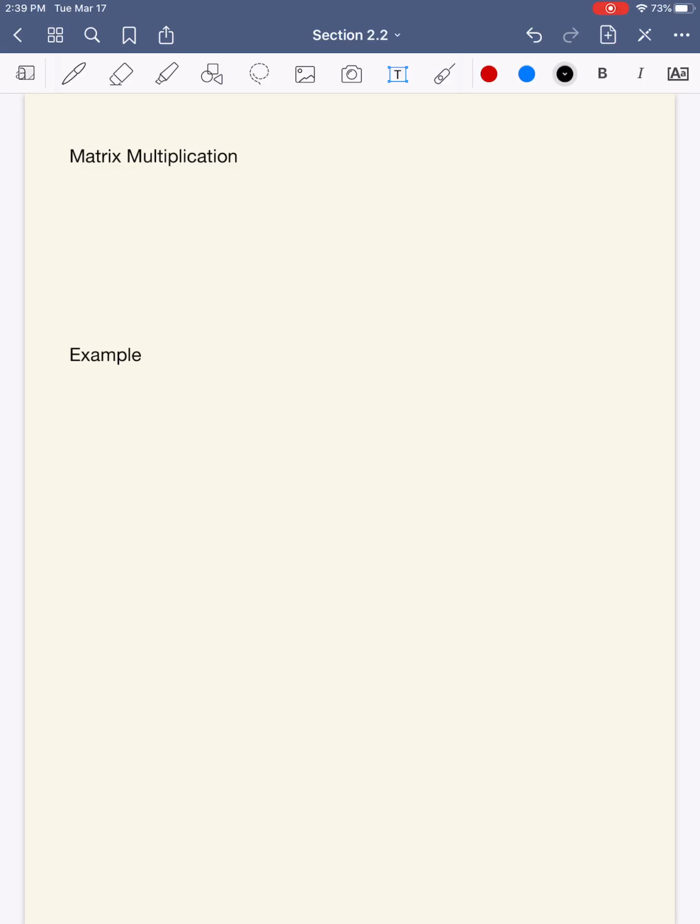So for matrix multiplication, we're going to let A be m by n and B be n by p. You'll notice that there's a size requirement for matrix multiplication to make sense. We're going to require that the number of columns in the first matrix matches the number of rows in the second matrix. Then the product AB will be m by p and have elements.